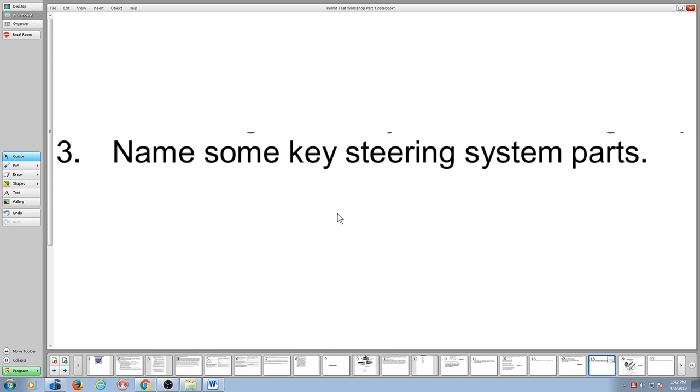Name some key steering system parts. Anybody know any? Like tie rod. Tie rod? Okay. Anything else? Wheel. The wheel? That would be important.